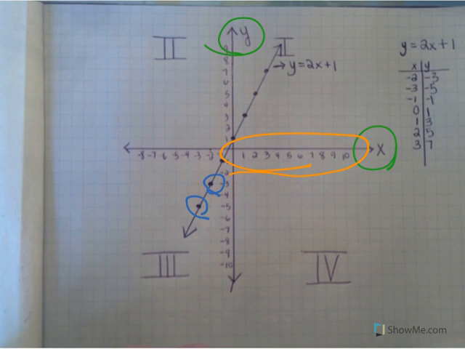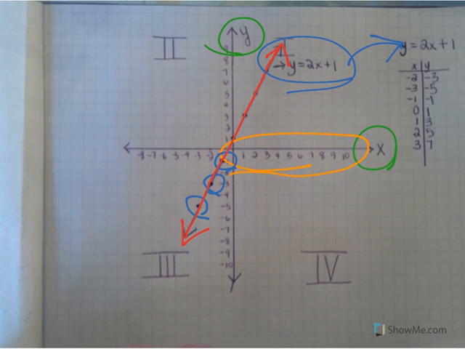So each individual point. Then you connected those points with a line, and you drew arrows at the ends of that line to tell me that the line went on forever. Then you need a title. And here our title is y equals 2x plus 1, and that we got from our table.